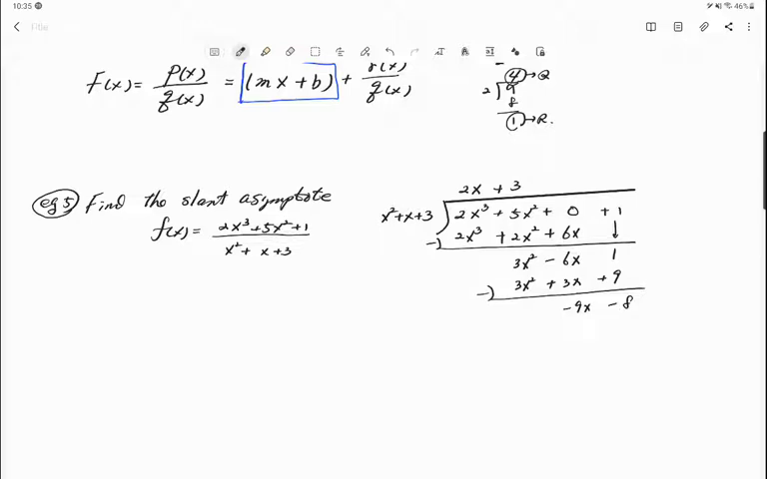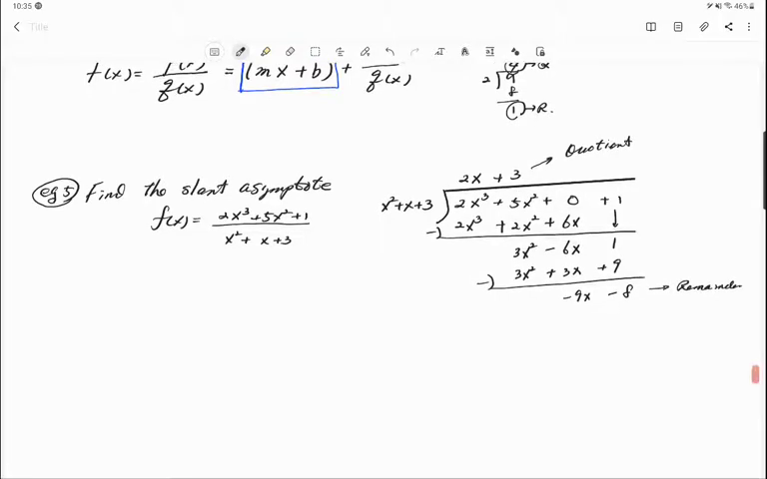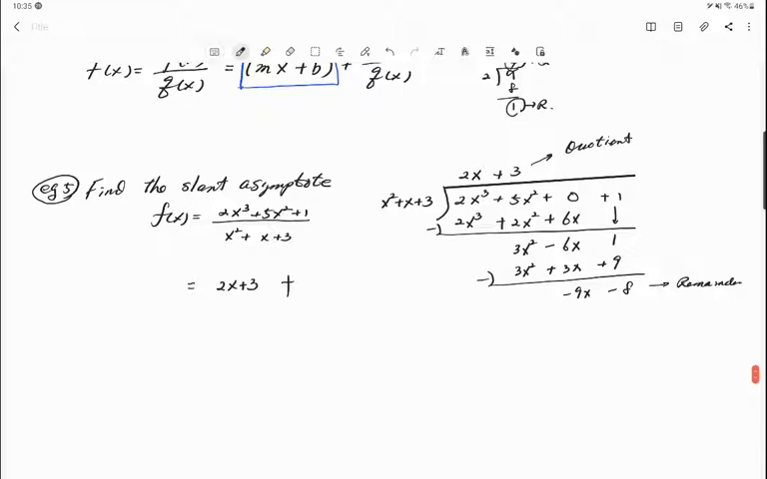This is the remainder, and this is the quotient, right? Quotient. And this is the remainder. Right? The degree of the remainder is less than the divisor, so we are done. So if we rewrite it, then this will be 2x plus 3, right? Plus the remainder, negative 9x minus 8, over the divisor.